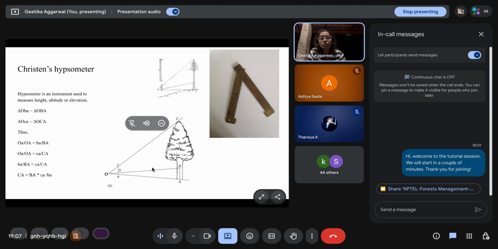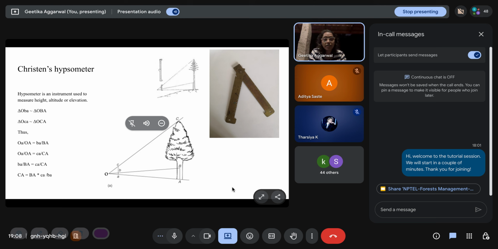So again, here you use the mathematics of similar triangles, and you use this device called the Christian's hypsometer, which you put in front of your face. You have an eyepiece from which you look. First you adjust it to the height of the rod and you get a reading, and then you adjust it to the height of the tree and you get a reading. So both these readings give you measured values, small ba and small ca. They give you two lengths, and that you can use to measure the height of the tree.